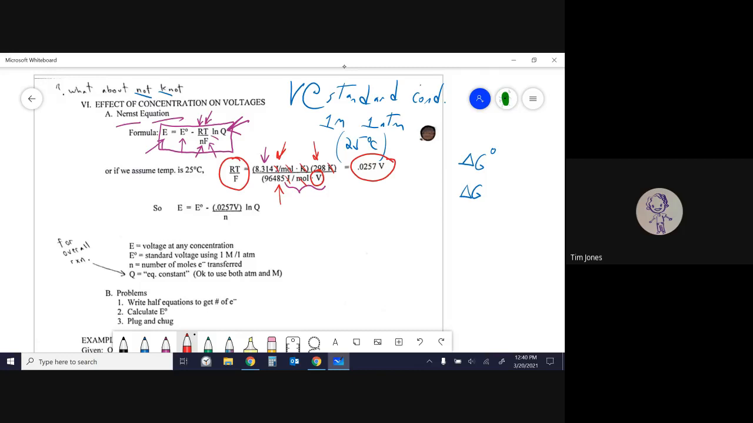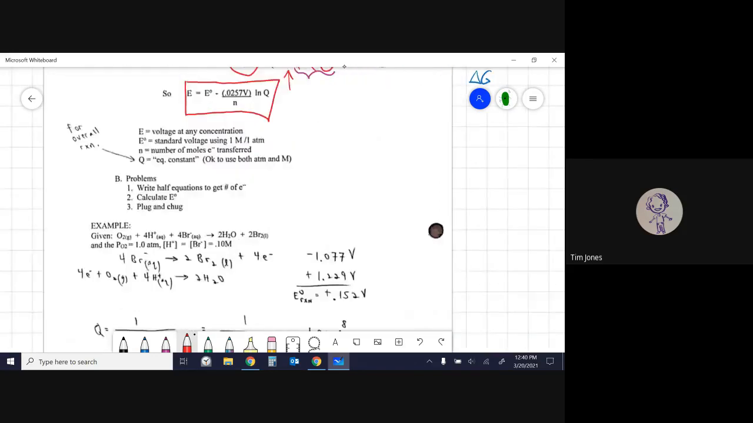And so a modified version of the Nernst equation is right here. And that's going to be a little bit faster. You're welcome to use either one. The only time you have to use the original is if the temperature's changing, because the 0.0257 will not be correct anymore. Okay, let's jump to the first problem.